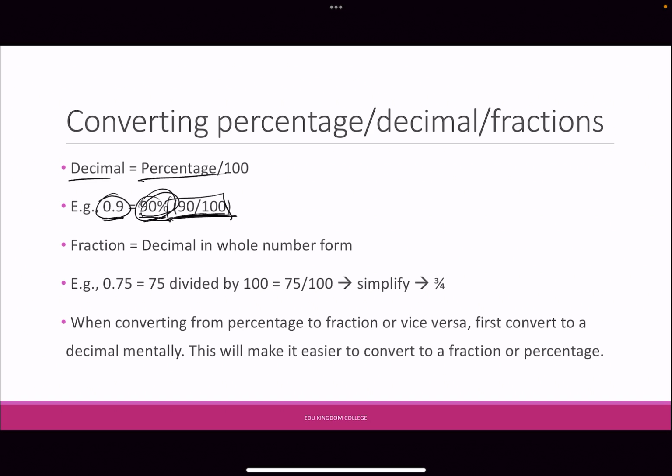Let's look at an example for that before we move on. For example, 0.75 is 75% divided by 100. I should have a percent sign there. So 75% divided by 100, which is 75 over 100. So that is your fraction there. That's how we go from decimal to percentage to fraction, and then we can simplify the fraction further.